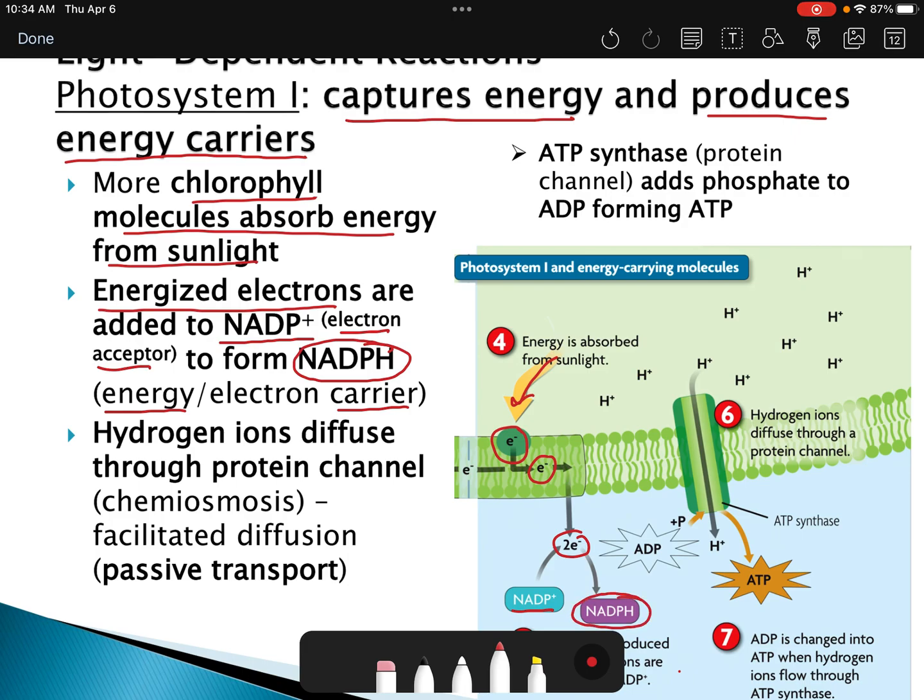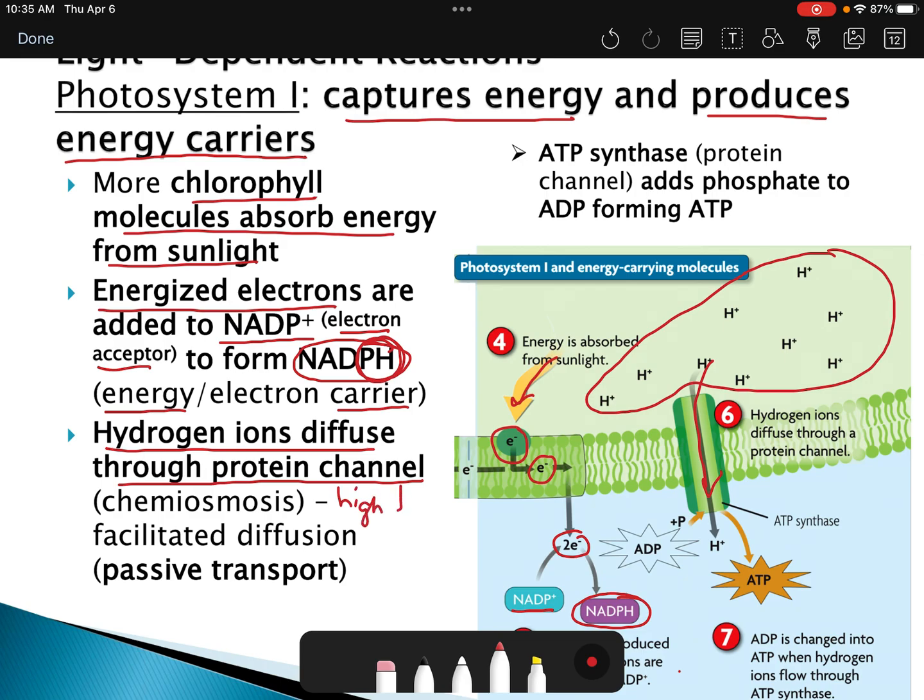Now, one way to remember that NADPH is an energy carrier in photosynthesis is just remember photosynthesis starts with pH, and there's a pH in this energy carrier, NADPH. So just remember that. Now, remember all those hydrogen ions that got pumped through into the thylakoid? Here they are. Now they are going to diffuse through a protein channel, okay? And as they do that, they're going from high to low concentration. So that's going to be passive transport.